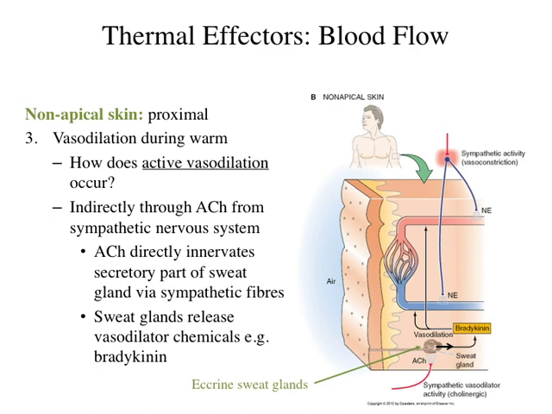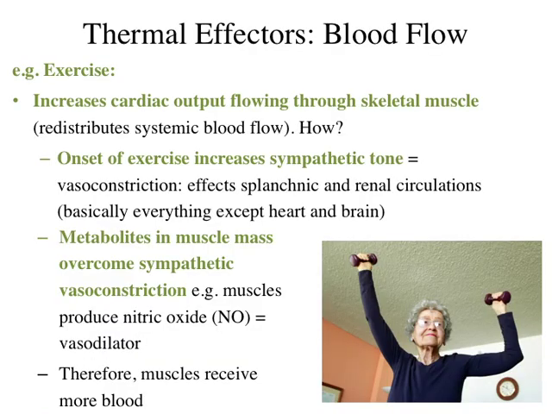Active vasodilation occurs indirectly through acetylcholine release, which directly innervates secretory parts of sweat glands. This results in the sweat glands' release of vasodilators known as bradykinin. To finish off, as we exercise, our bodies begin redistributing blood from our abdominal organs by the action of vasoconstriction to major circulations such as the renal, gastrointestinal, and urogenital systems. Our muscles are unaffected as a result of a metabolic metabolite, nitric oxide, which provides added vasodilation for the recruitment of more blood.